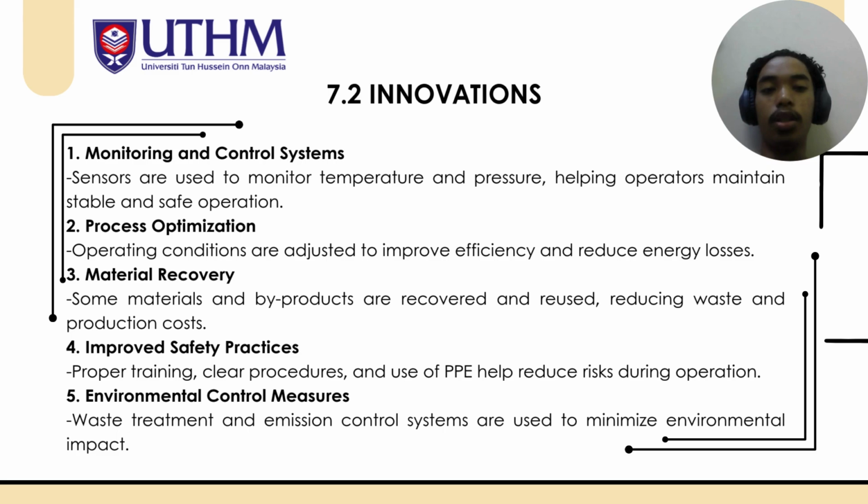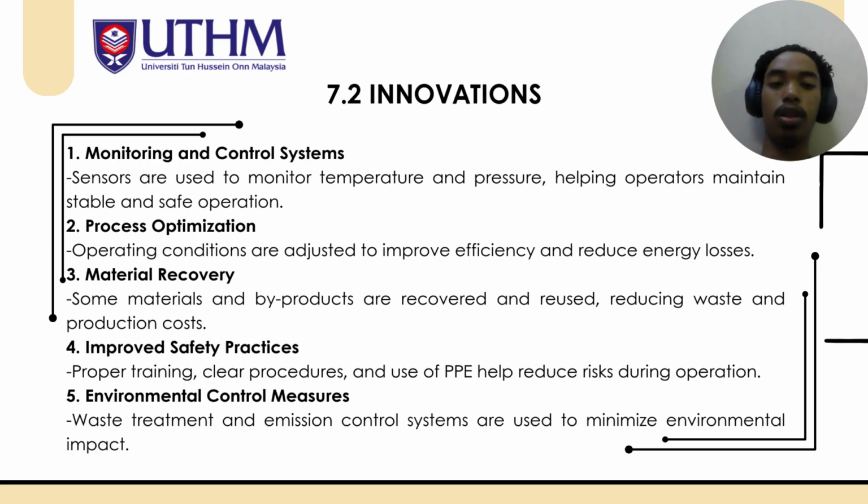To address these challenges, several innovations have been implemented at the plant. Firstly, monitoring and control systems such as temperature and pressure sensors are used to ensure stable and safe operating conditions. Secondly, process optimization is applied by adjusting operating parameters to improve efficiency and reduce energy losses.